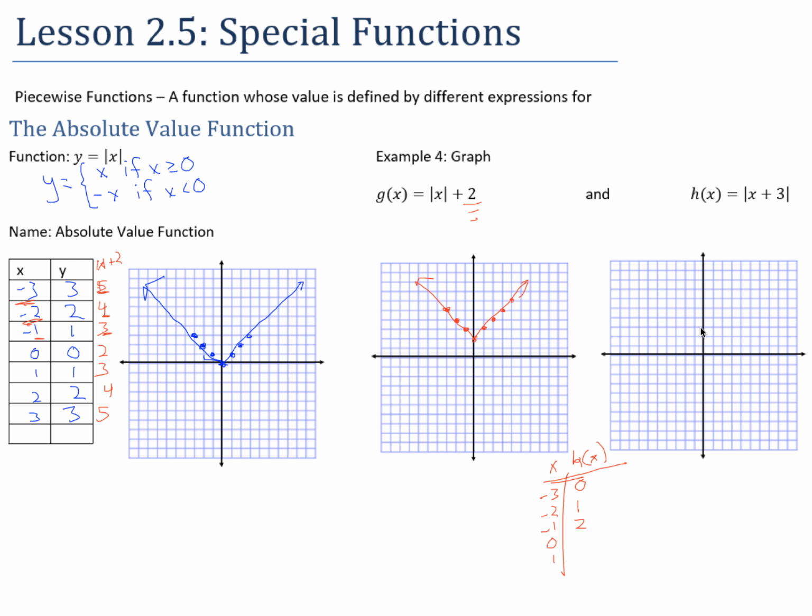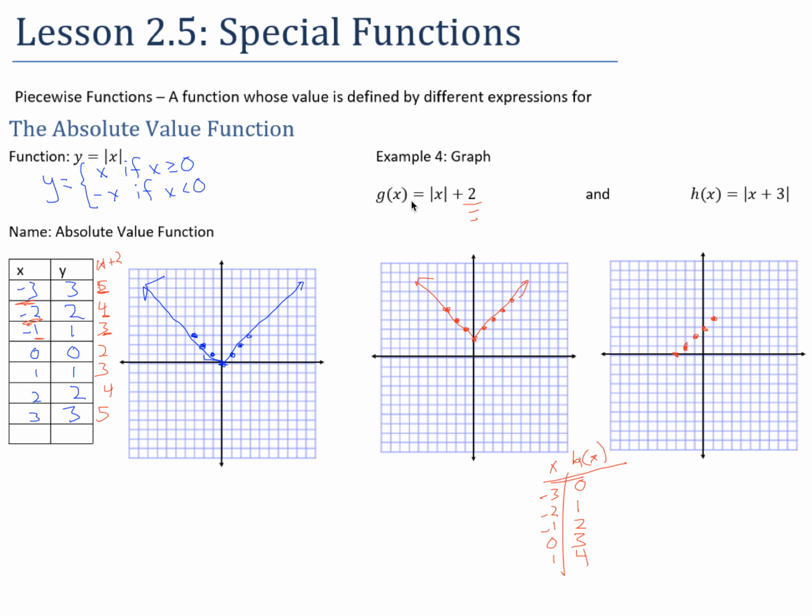Putting in 0, 0 plus 3 is 3, absolute value of 3 is 3. 1 plus 3 is 4. All right, so we got negative 3, 0. So negative 3, 0. Negative 2, 1. So I'm just graphing these points. Negative 1, 2. 0, 3, and 1, 4. Well, this looks just like a line.